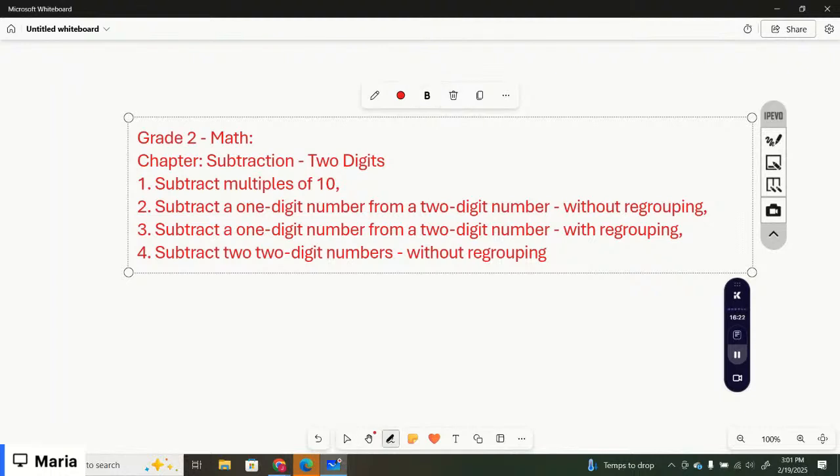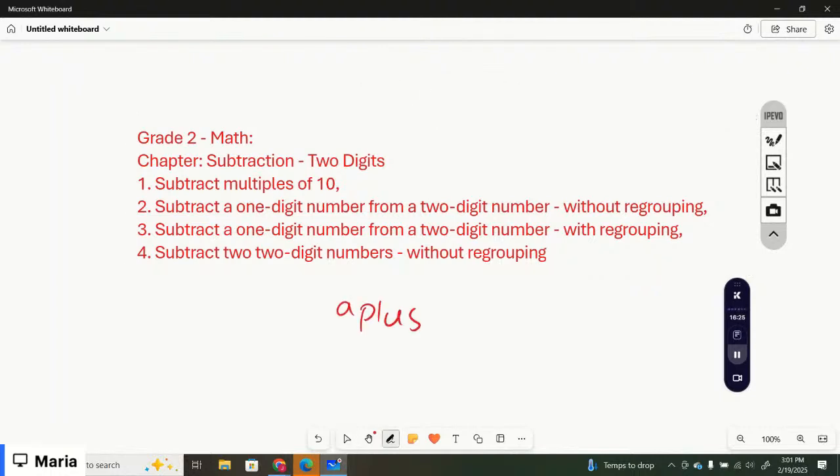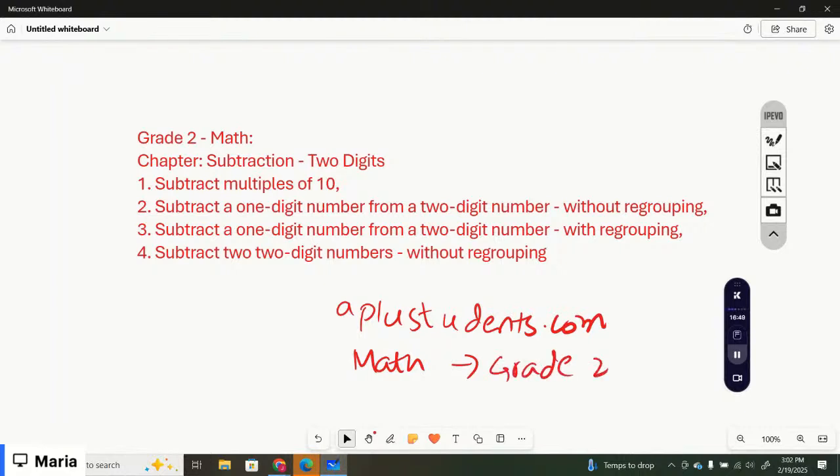You can find all the lessons on aplusstudents.com. You have to log in there using your email address and password as provided by the administrator. Then you have to select math from the subject tab. Scroll down to grade 2 math and then click on view all lessons.